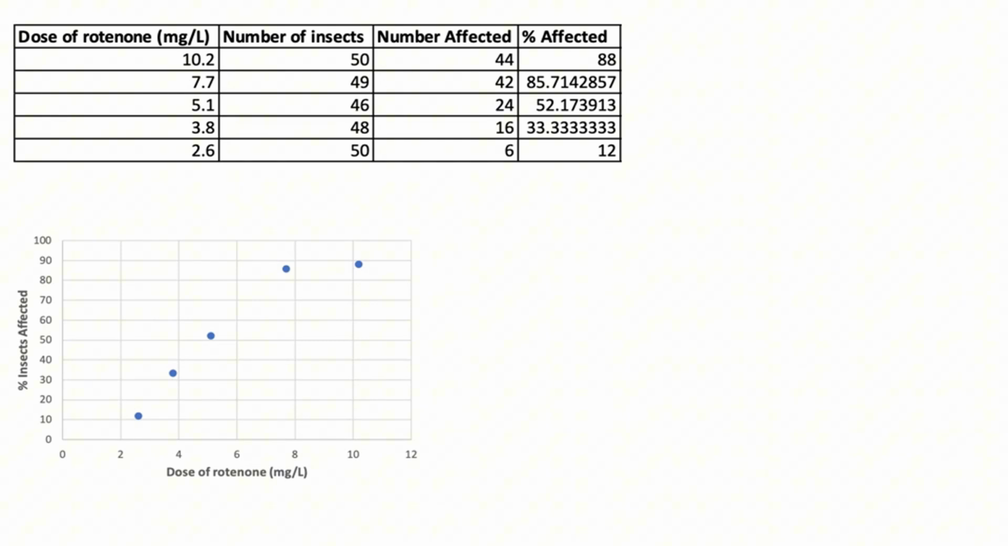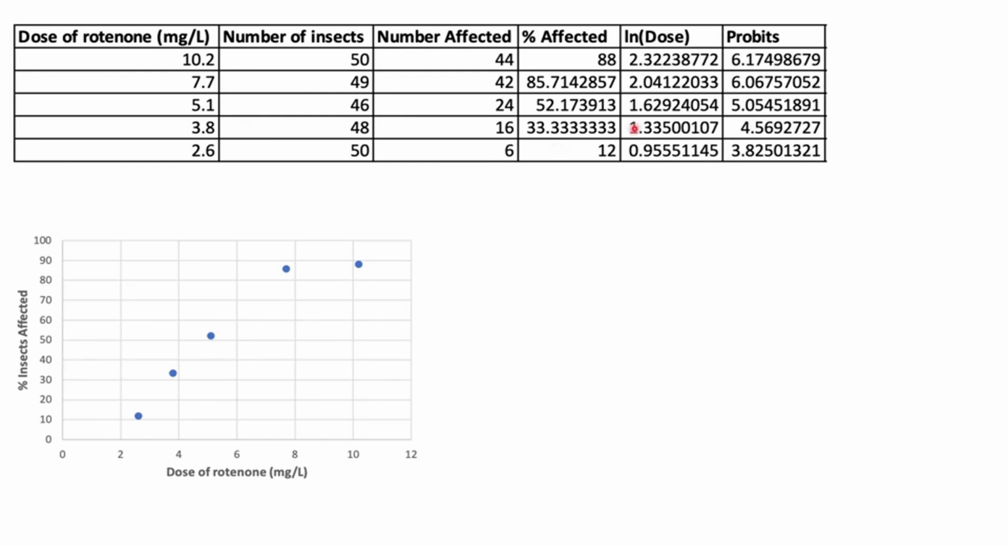Next, we're going to want to linearize this relationship by converting this dose versus percent insects affected into the natural log of the dose versus probit. When we do that, we expect to see this nonlinear relationship convert to a linear relationship. We can populate our data table and get a column for the natural log of the dose. Here we're just taking the dose of rotenone and taking the natural log, so we have one column here. Then we need to convert from percentage to probit.